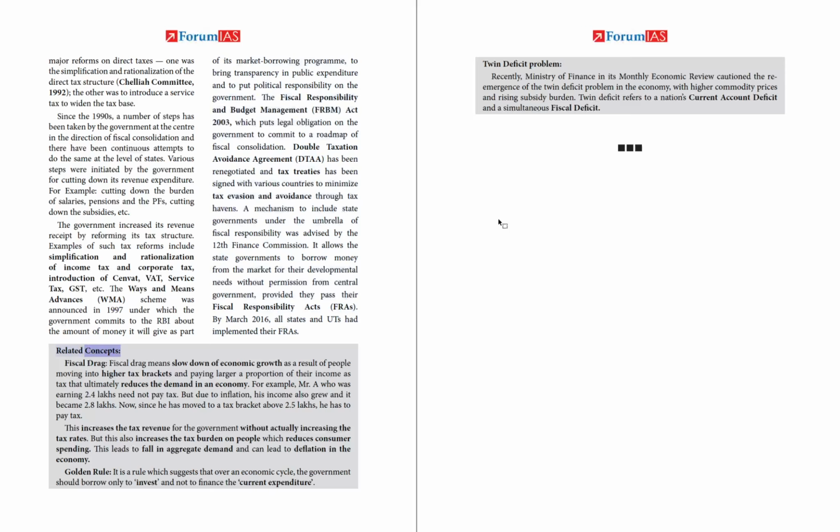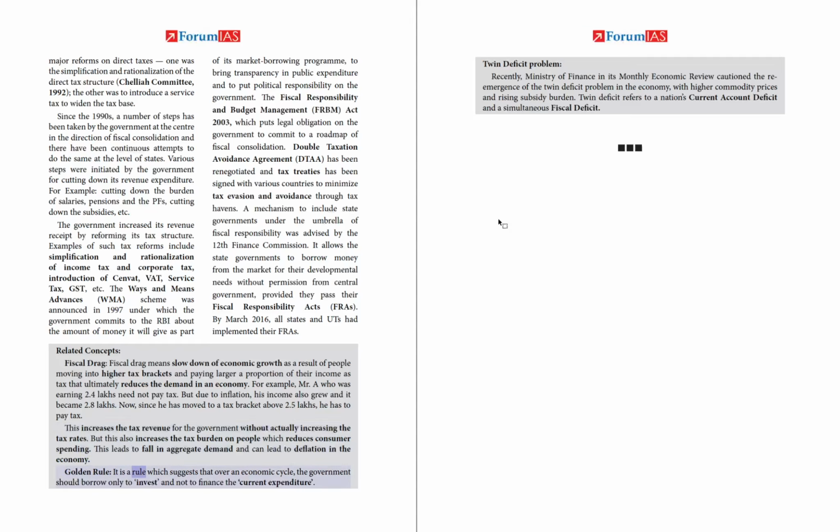Related concepts. Fiscal drag. Fiscal drag means slowdown of economic growth as a result of people moving into higher tax brackets and paying a larger proportion of their income as tax, which ultimately reduces the demand in an economy. For example, Mr. A, who was earning 2.4 lakhs, need not pay tax. But due to inflation, his income also grew, and it became 2.8 lakhs. Now, since he has moved to a tax bracket above 2.5 lakhs, he has to pay tax. This increases the tax revenue for the government without actually increasing the tax rates. But this also increases the tax burden on people, which reduces consumer spending. This leads to a fall in aggregate demand and can lead to deflation in the economy.